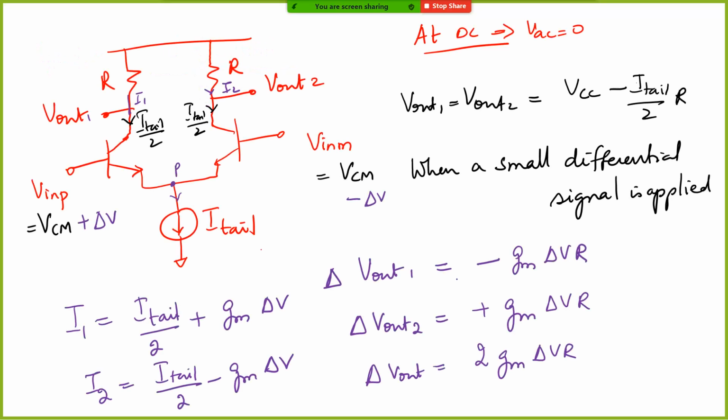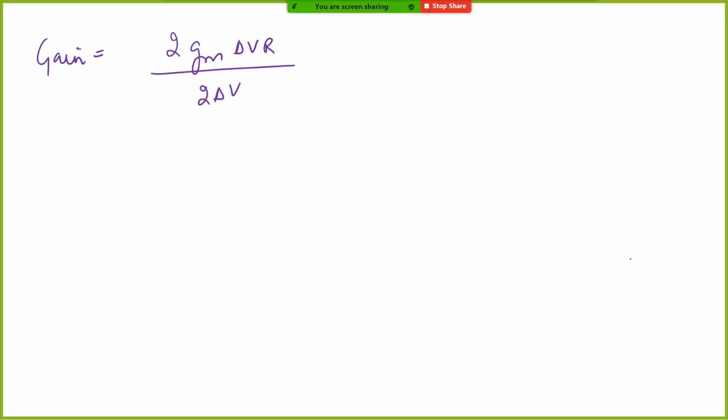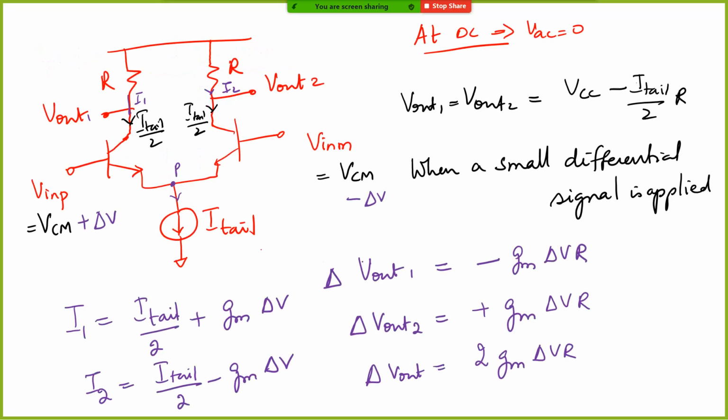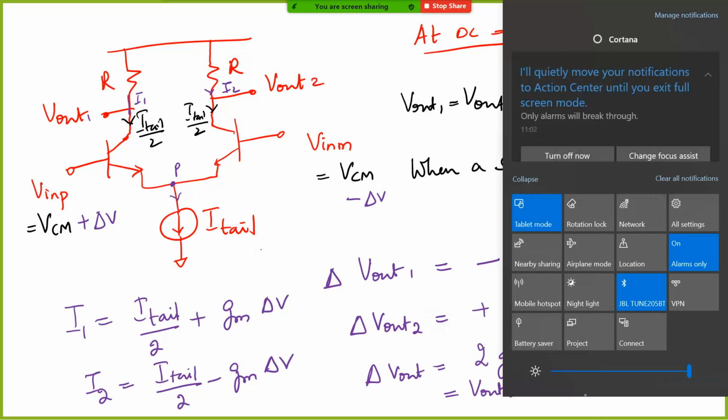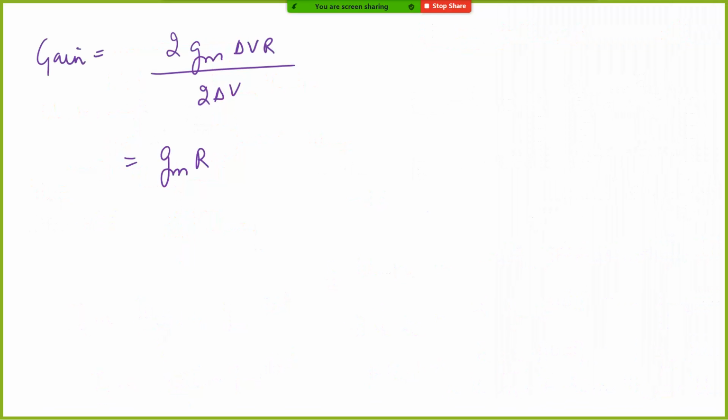And the gain can be written as 2 times GM delta V R divided by 2 delta V, because that is the input signal, plus delta V minus delta V. So the effective input signal is 2 delta V. This becomes GM R. Here I have defined delta Vout as Vout 2 minus Vout 1, because if you take the opposite polarity, you'll get a negative gain. So if you look at it, you'll be surprised to find that the gain value is the same as a common emitter amplifier, right?